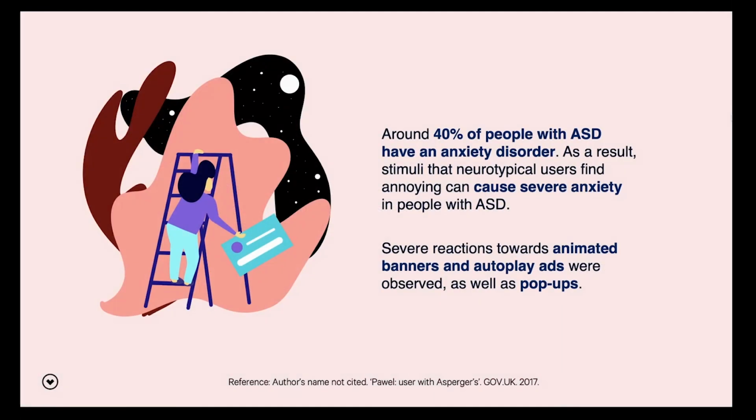Additionally, it is said that around 40% of people with ASD also have an anxiety disorder. This can reflect in, for example, something that we as neurotypical people already find annoying, and that can actually cause severe anxiety for people with ASD. This goes for animated banners, autoplay, ads, or pop-ups. But when you're using digital experiences, you're not always at home where you can just close the laptop. For example, this refers to ticket machines.